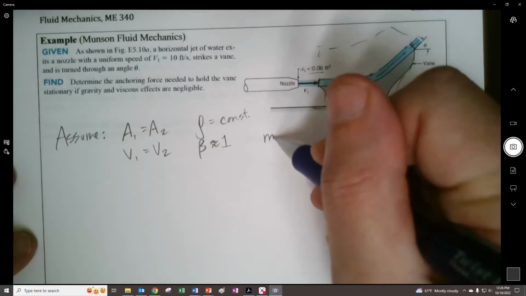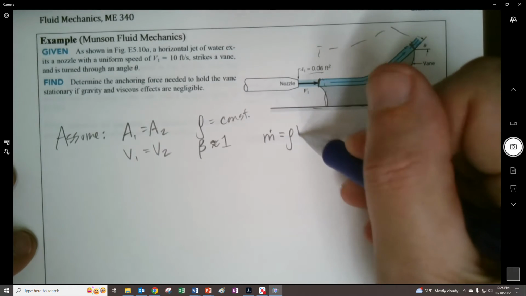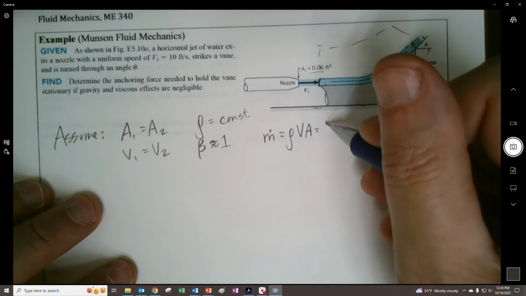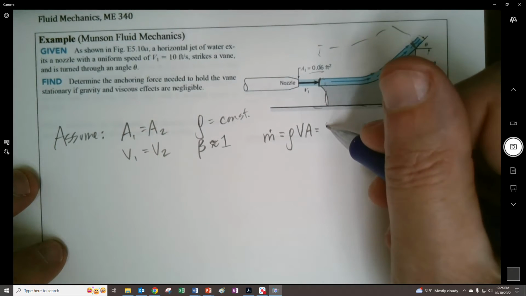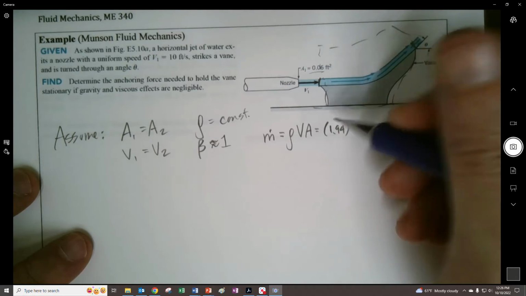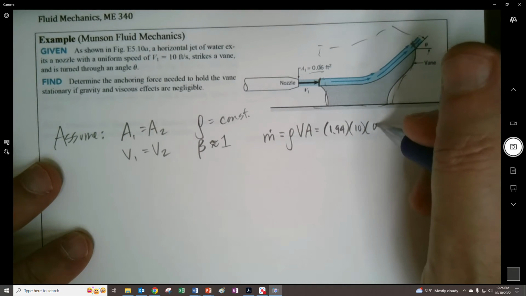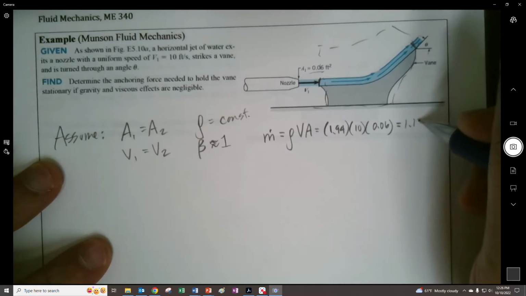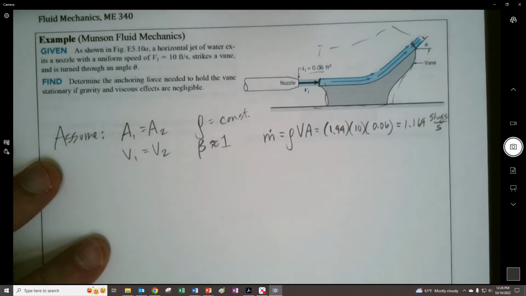We're going to take our mass flow. We can find that by taking the density times the velocity times the area, which are given right there. The velocity they're saying is going to be 10 feet per second. This is going to be water, so 1.94, 10 feet per second, and the area is 0.06. So we're going to end up with 1.164 slugs per second.